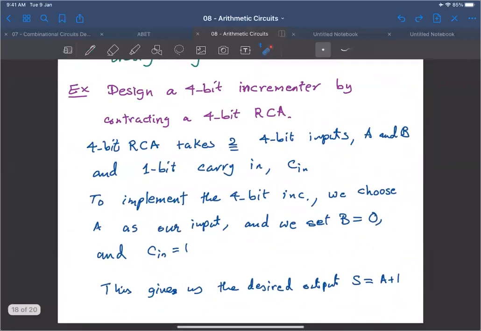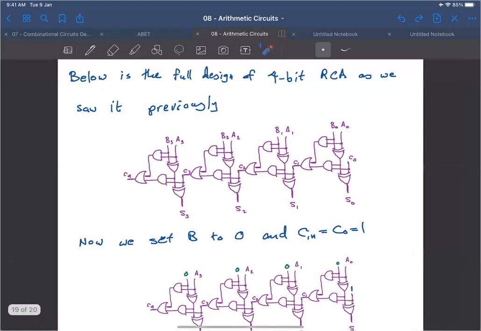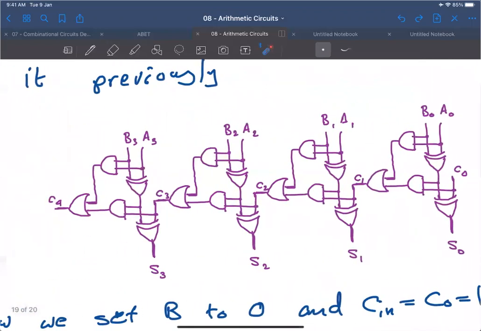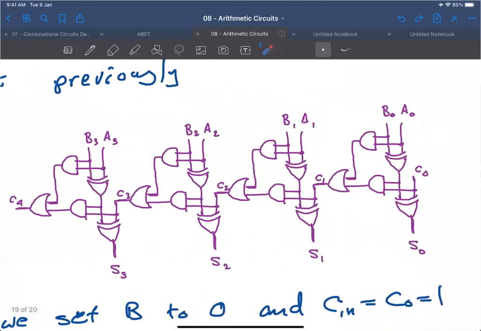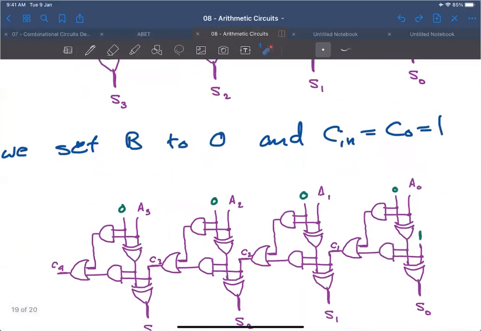So basically what we do is set B to 0 and Cn to 1. This will give us A plus 1 at the output. We start with the design like here. This is the ripple carry adder internally. Then substitute B with 4 zeros because B is 0, and Cn with 1, right? So we get this now.